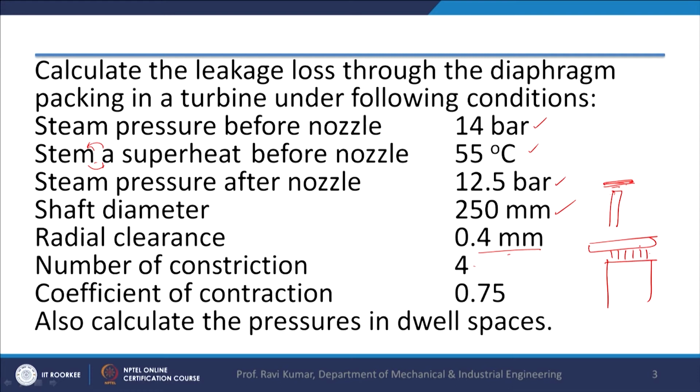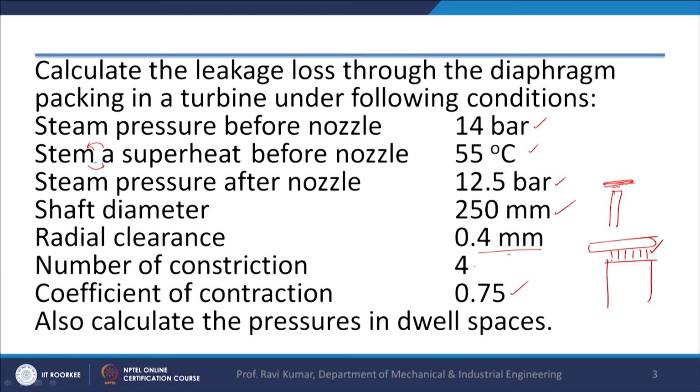Suppose there is accidentally a contact between the blade and the constriction, the damage of the constriction takes place and the blade is prevented from damage. Now, coefficient of constriction is 0.75. What is the coefficient?